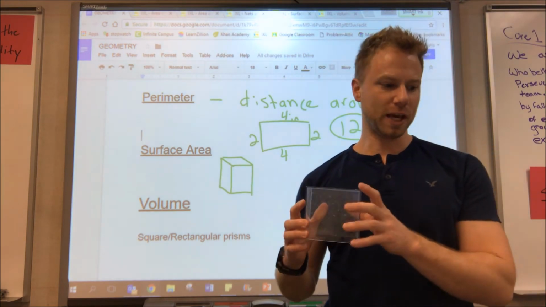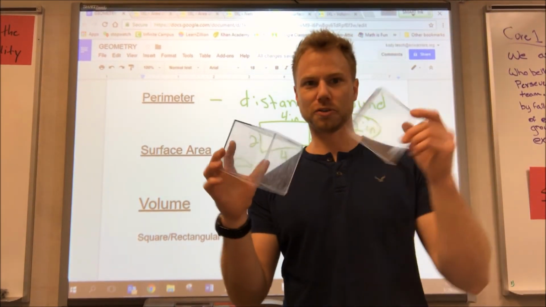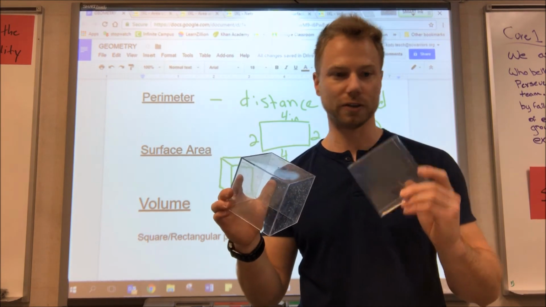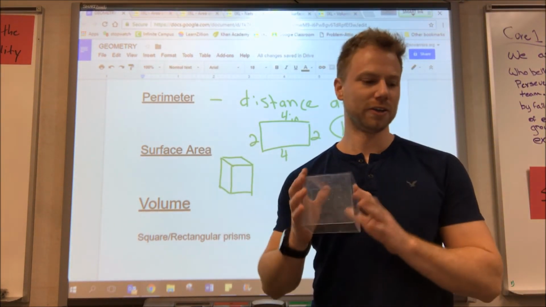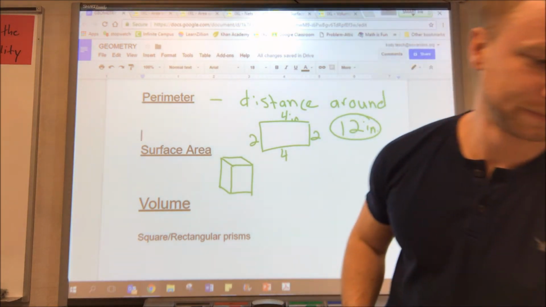Okay? So the shapes of these faces or surfaces are all rectangles or squares. So that's pretty easy to find the area of. Length times width. You have the area of those, add them all together.